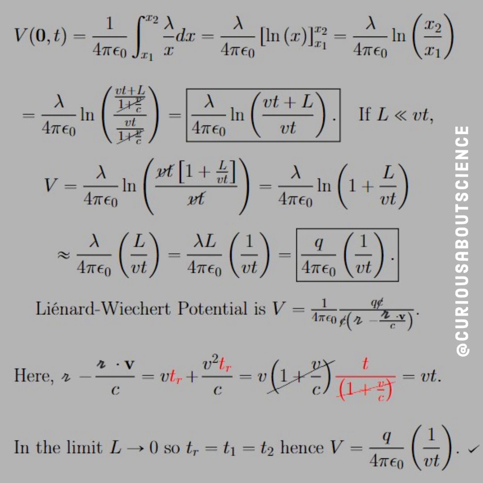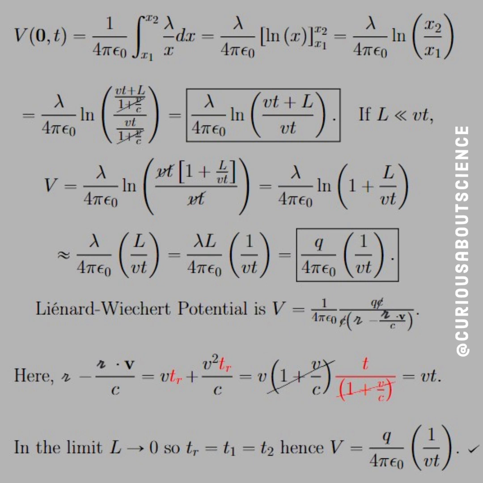But what did we say was the point charge limit with respect to lambda? Well, Q was equal to lambda L. So indeed, we have Q over 4 pi epsilon naught times 1 over vt. Now, the question asked us to compare this to the LW potential, so let's see what's going on there. We factor c out from the LW scalar potential, cancel them in the numerator and denominator, so that's where we get our Q.